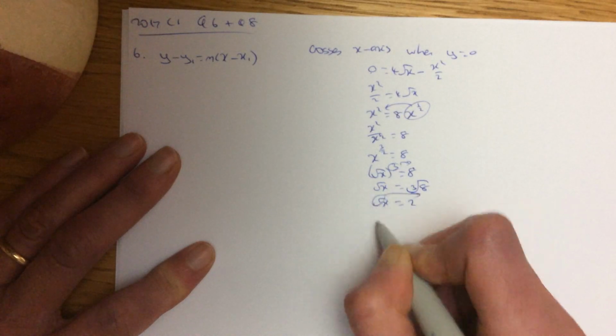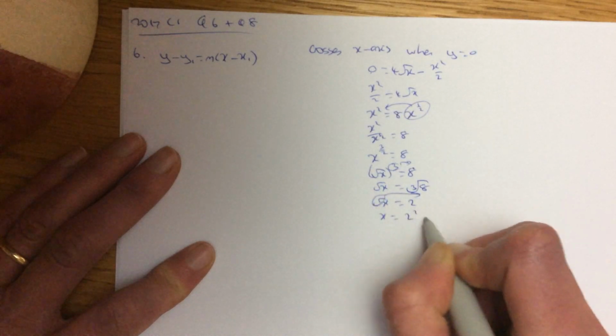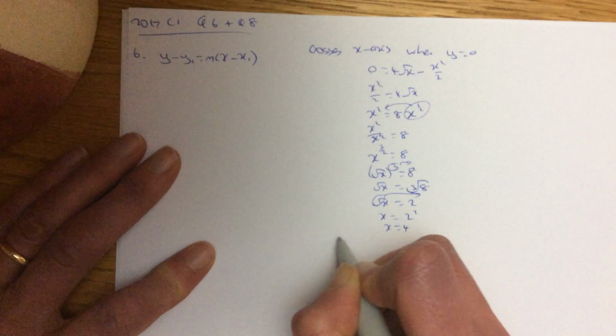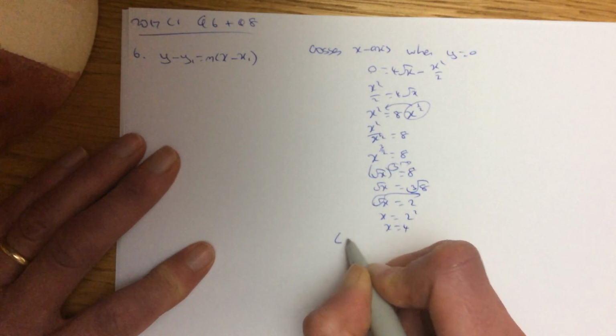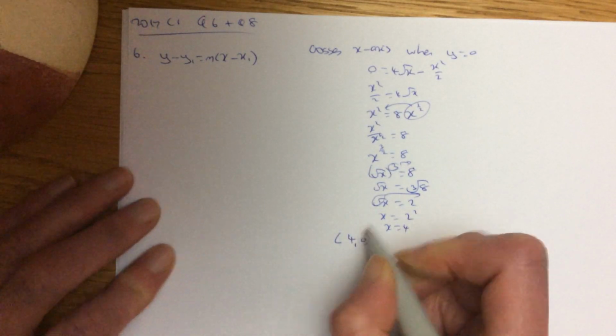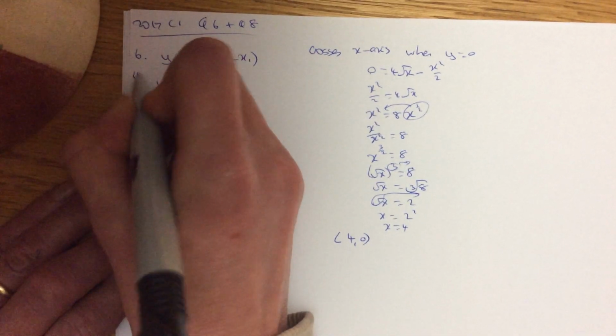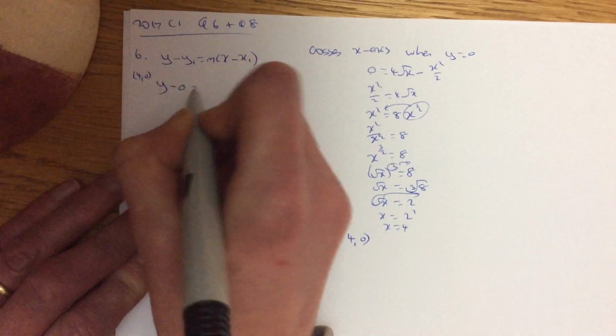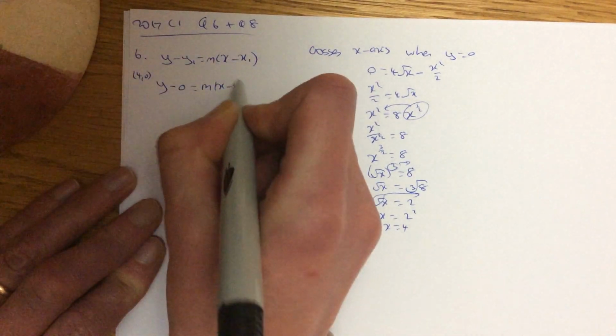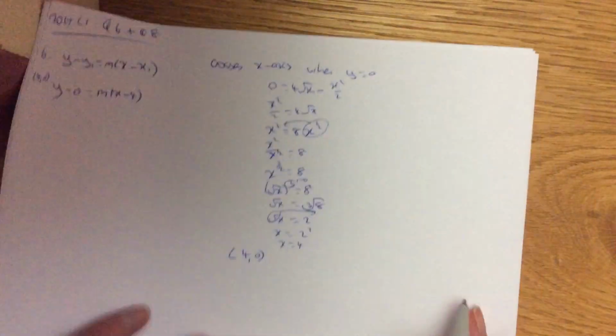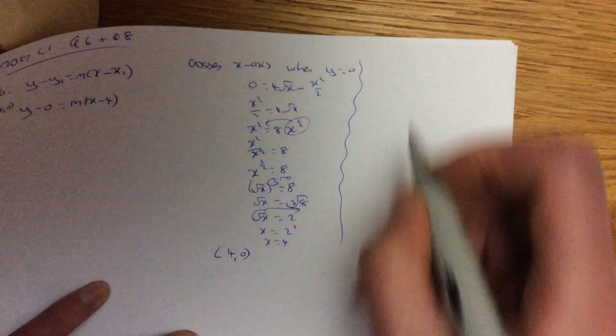When I'm bringing my root over, the opposite of root is squared, so it becomes 2 squared. So x is 4. So there is my point: x is 4, y is 0. So plugging it in here, y is 0 and x is 4. Now I've got to work out the gradient. So just go over to the side again.